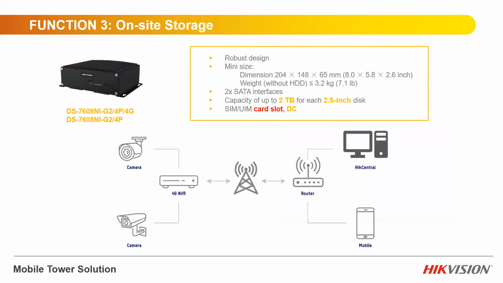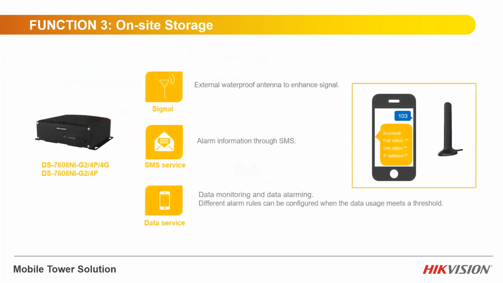On-site storage. The DS7608NI-G2 has been designed to be robust while keeping an extremely small footprint, still allowing for two 2 terabyte drives to be installed, also with the option for 4G connectivity built in. The 4G model also has the ability to provide alarms via SMS and thresholds to data usage to be set.